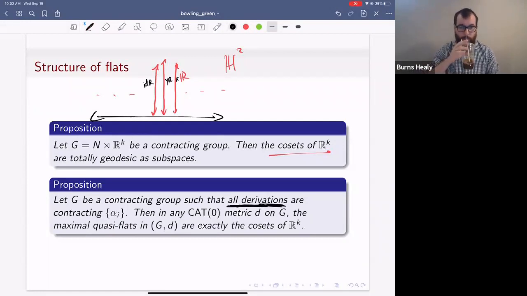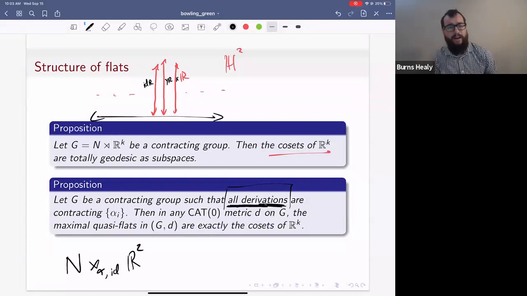What we can say is if you take all contracting derivations, then actually you don't get any higher flats, and furthermore, even better, you don't get any higher quasi-flats. So if I have a quasi-isometry of R^k into my space, it actually has to lie in one of these max flats here. The reason this all-derivations rule is here is because I could do something really silly where I could take R with one contracting derivation and the identity derivation and define a contracting group that way.